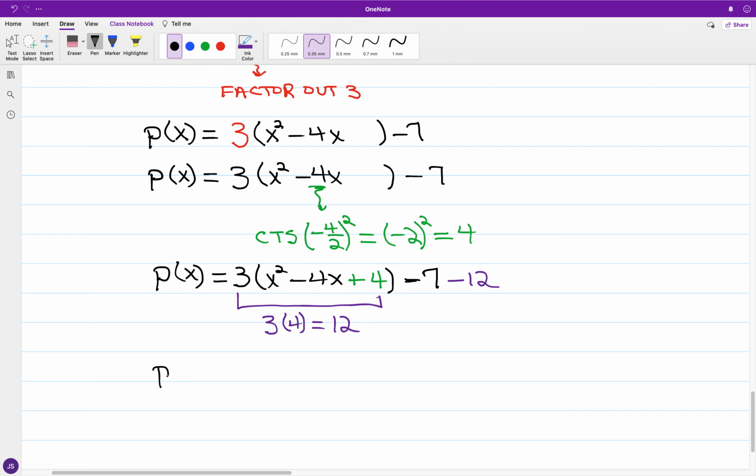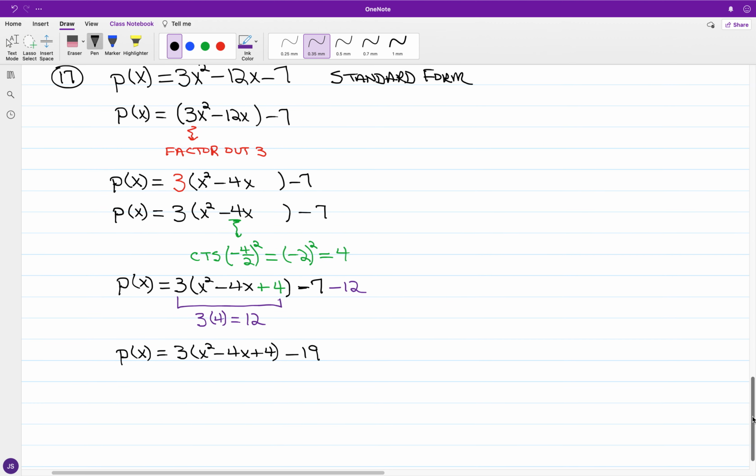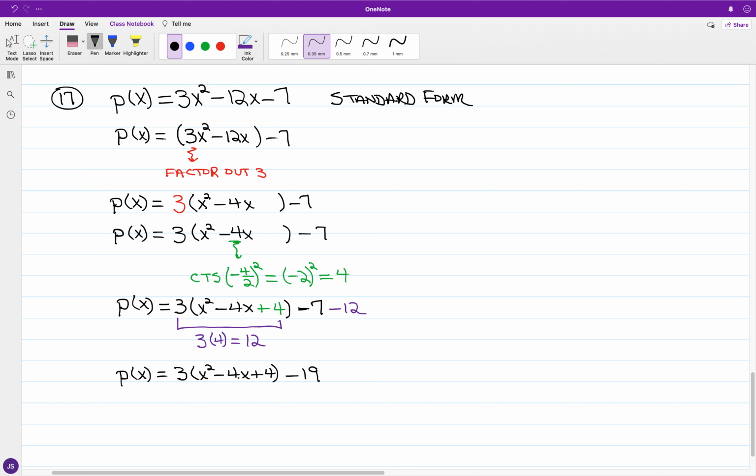So we're now going to have p of x is equal to 3 times the quantity of x squared minus 4x plus 4, and negative 7 minus 12, which is going to be negative 19. You can double check to make sure everything is in balance: 3 times x squared minus 4x gives 3x squared minus 12x, 3 times 4 is positive 12, and 12 minus 19 is negative 7. So your k value is going to be negative 19.